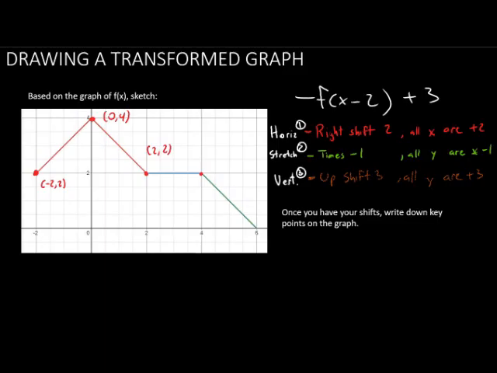We'll also mark the other end of this blue line, that's 4, 2, and we'll mark the end of the graph on the right, that is at 6, 0. We'll write down all of those points on a list.